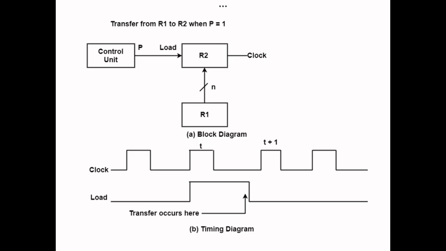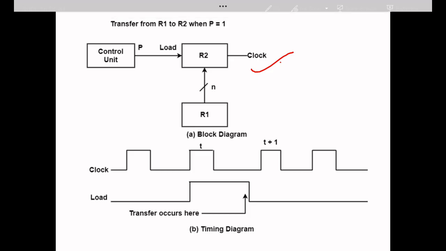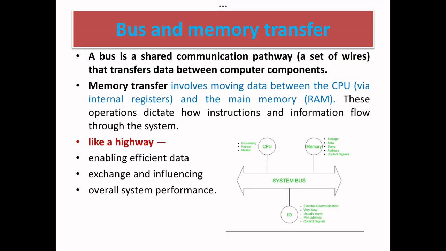Now this is the diagram. If P is equal to 1, then transfer, otherwise don't transfer. We are also using one clock. Later I will show in the next lecture how it works, when we come to the register class.